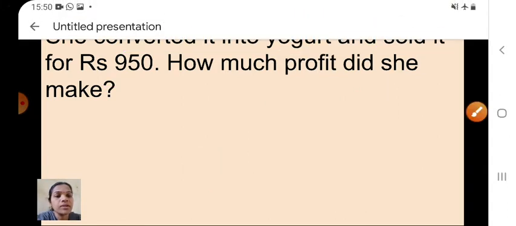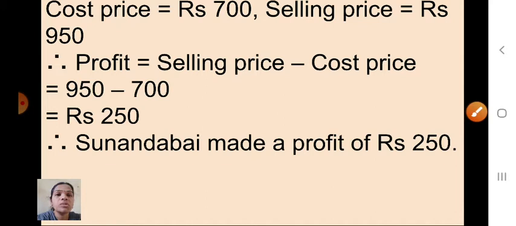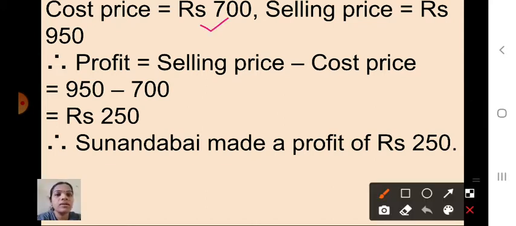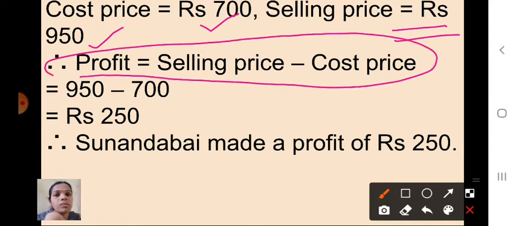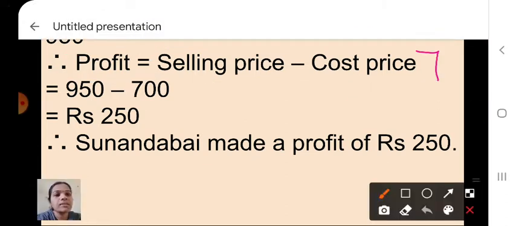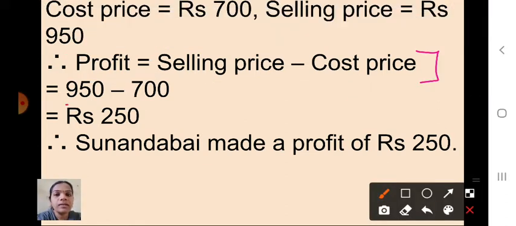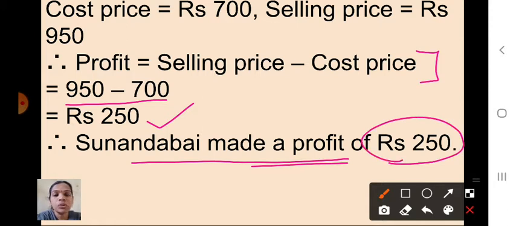See here children, cost price is what? What is given, that you first have to write. Rupees 700. Selling price is what? Rupees 950. And there is a profit, that means this is the formula: selling price minus cost price. So 950 rupees minus 700. So what is your answer? Rupees 250. So Sunanda Bai made a profit of 250 rupees. Understood children? I hope you understood this one. Shall I go to the next one?